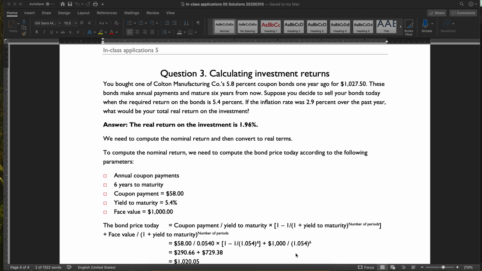In-class applications. You bought a bond a year ago for $1,027.50. These bonds make annual payments and mature 6 years from now. You decide to sell your bonds today when the required rate of return is 5.4%. If inflation was 2.9%, what was your total return on investment?